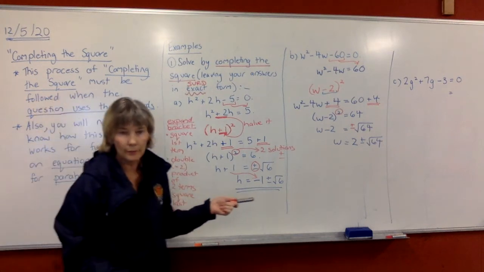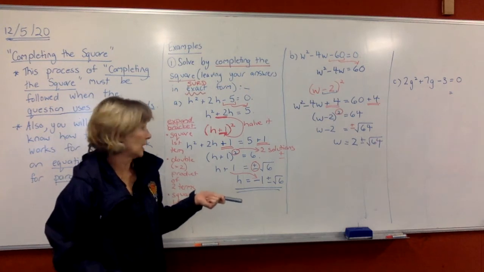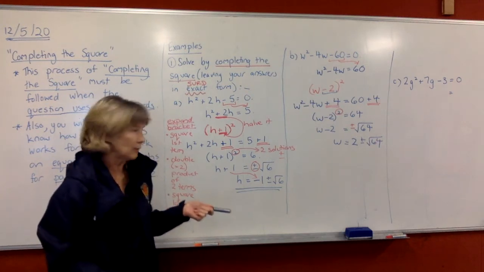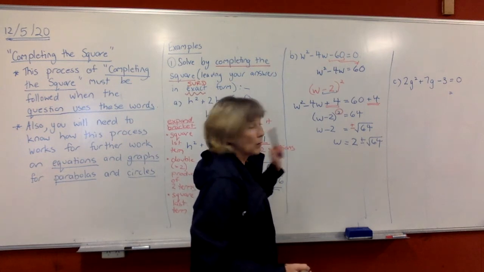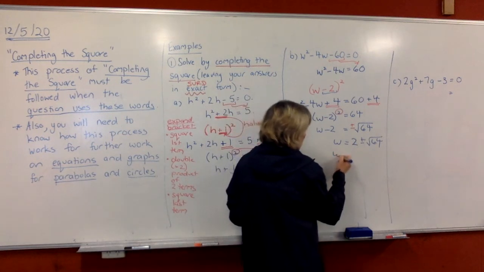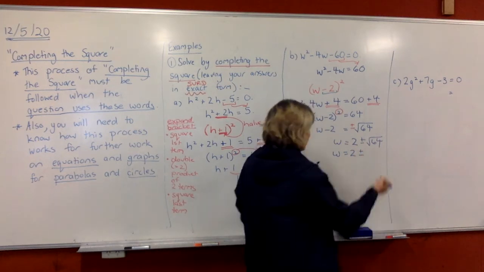Now on this one, it says leave your answers in exact form. I've taken this straight from the book which had this instruction. I don't know why you would be leaving root 64 as root 64. So I'm going to go further because I don't think that instruction is right for that question. So let's just keep going. Root 64 is 8.